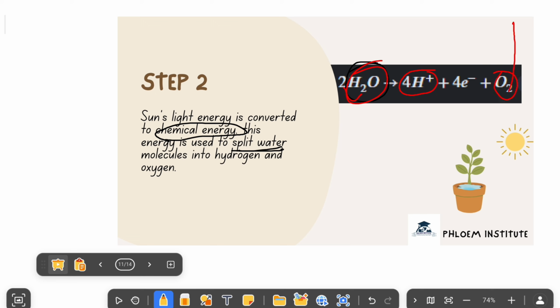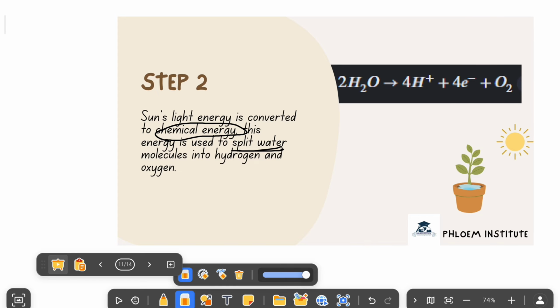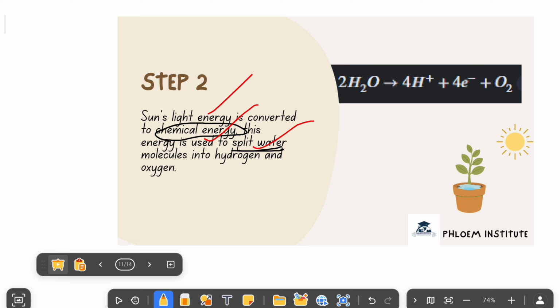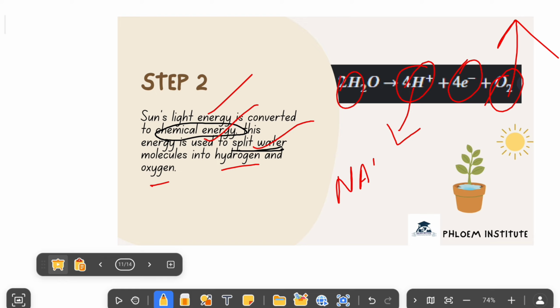This oxygen, these plants are releasing as a byproduct. When they split the water molecule, they get hydrogen and oxygen. This oxygen, what will they do? They will release it outside, or exchange it with the atmosphere. So we will get enough oxygen in the atmosphere. Here, mainly you have to remember, the sun's light energy is converted into chemical energy for splitting the water molecule into hydrogen and oxygen. Now, this hydrogen the plants will store in the form of NADPH.